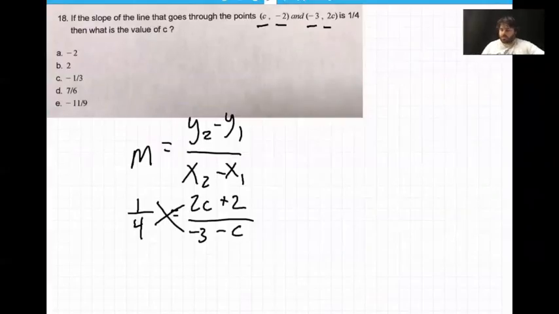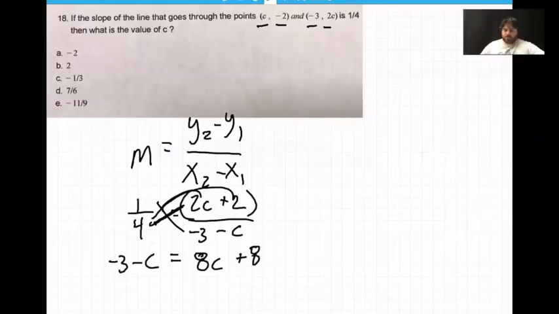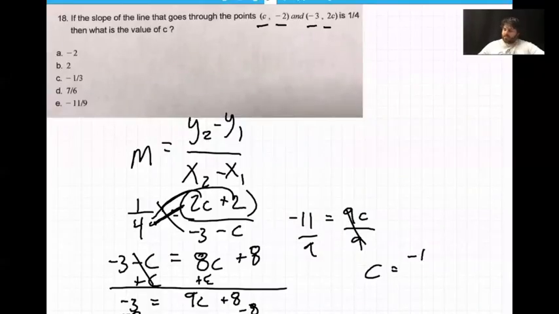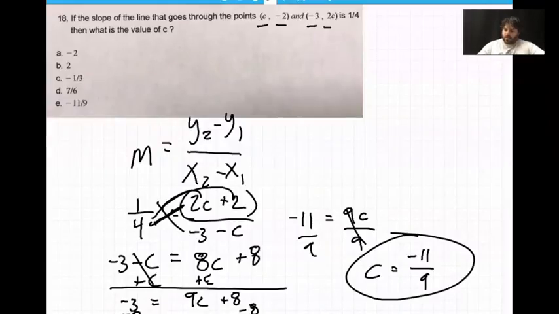Fraction equal to fraction, we cross multiply. 1 times negative 3 minus c is negative 3 minus c. Product of 4 times this group, remember it's a group, so we distribute. It's going to be 8c plus 8. Okay, make sure you distribute there. When I solve for c, I add c to both sides. I get negative 3 is equal to 9c plus 8. And I take away 8 from both sides. I get 9c equals negative 11. When I divide out the 9, I solve for c, I get negative 11 ninths. All right, and that is answer choice E, negative 11 ninths.